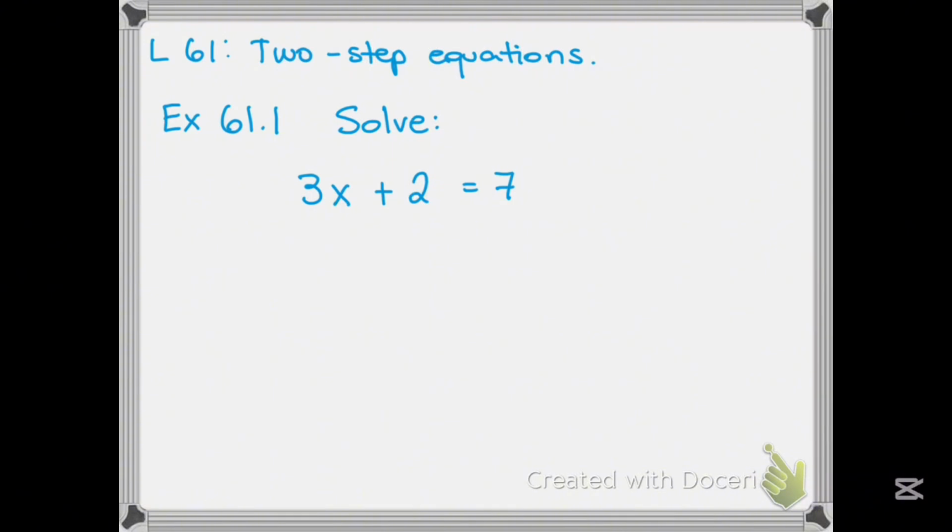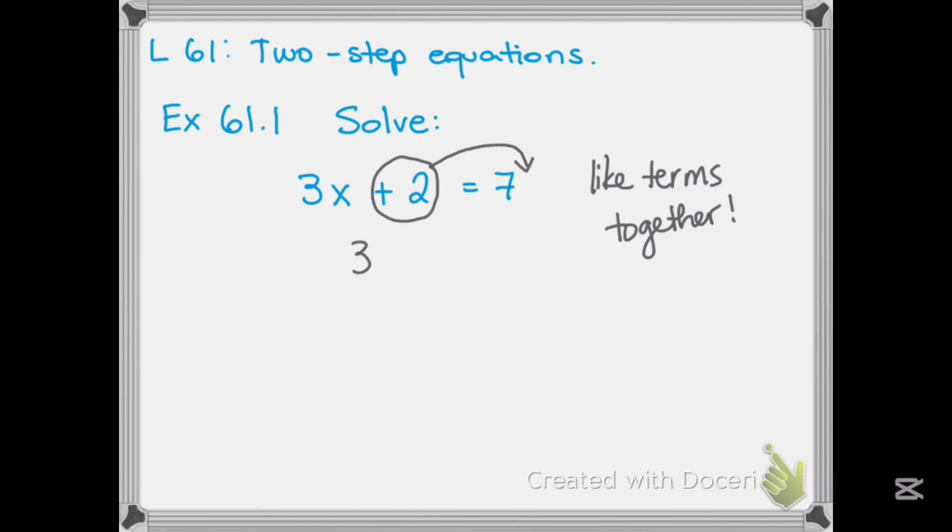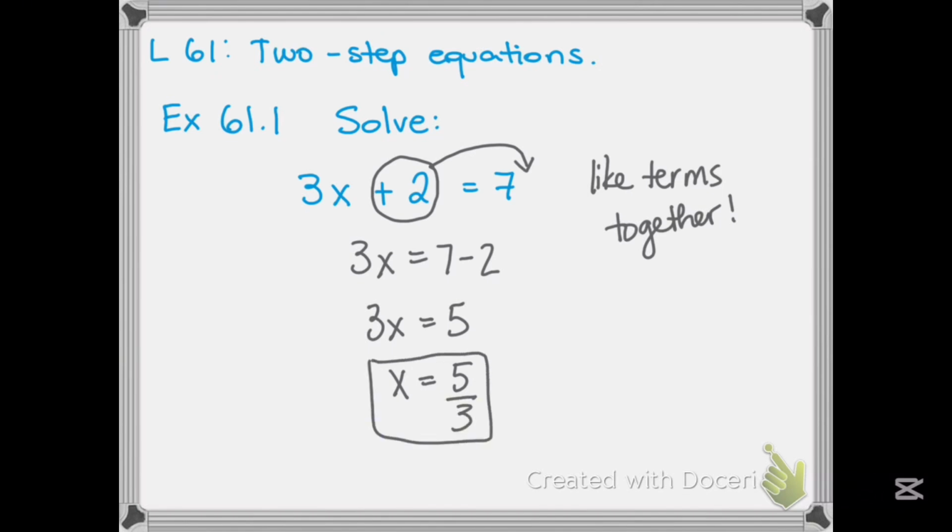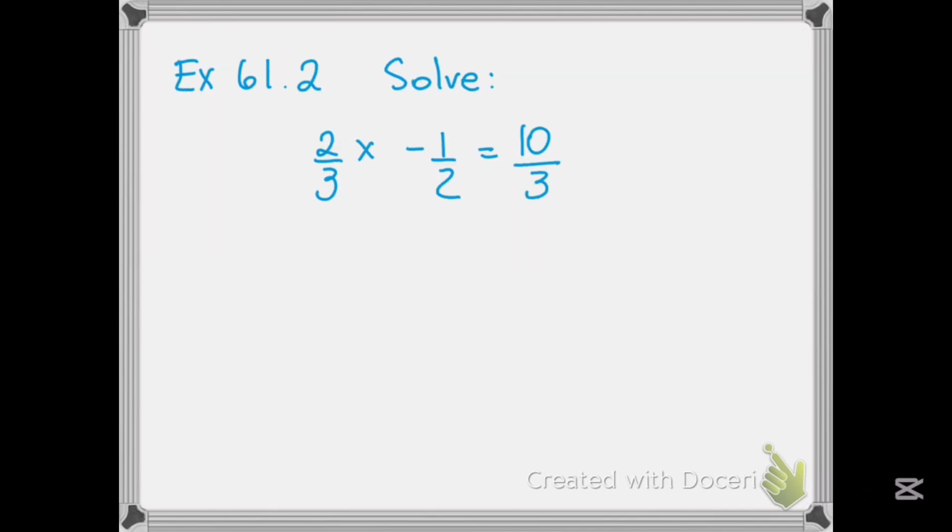It says solve 3x plus 2 equals 7. What we have to do is get like terms together. So the 2 that is adding, we're going to pass it to the other side to subtract to the 7. So 3x equals 5. Then the 3 that is multiplying is going to go to the other side to divide. And we just write it as a fraction, and that's our answer. Very, very simple.